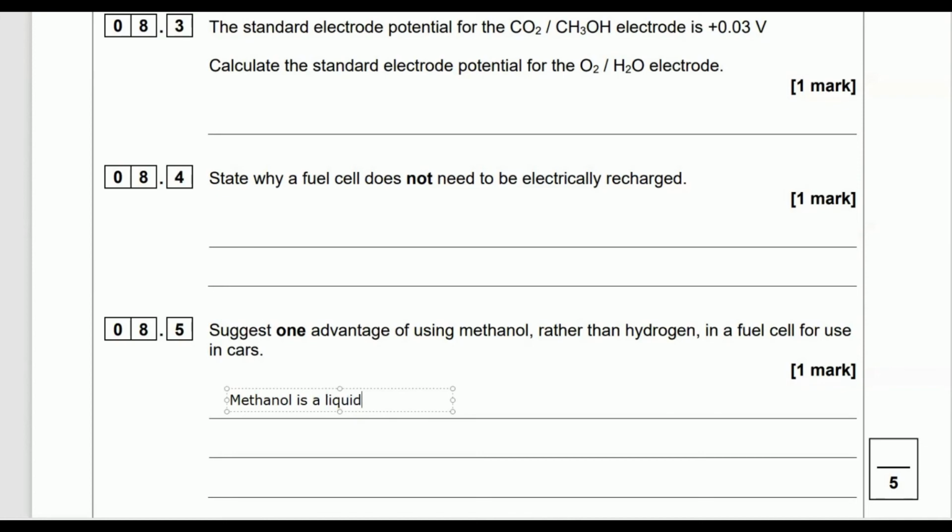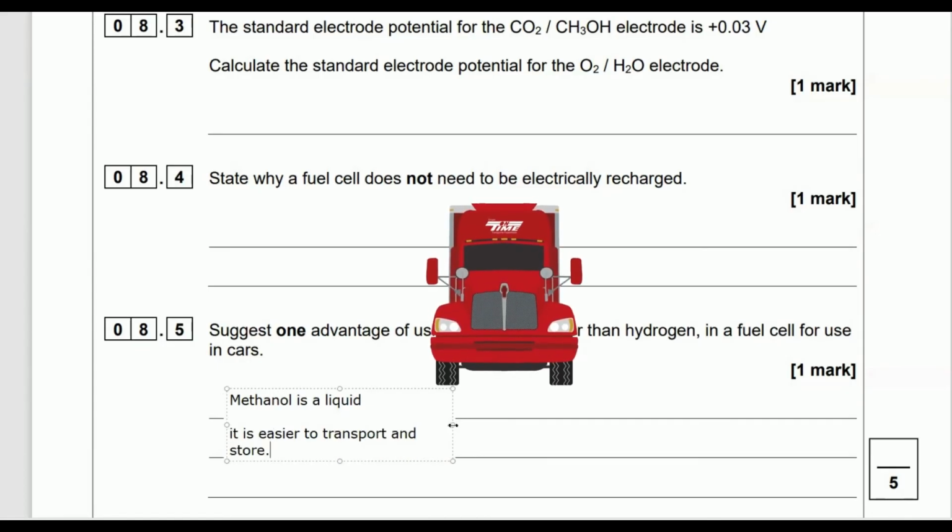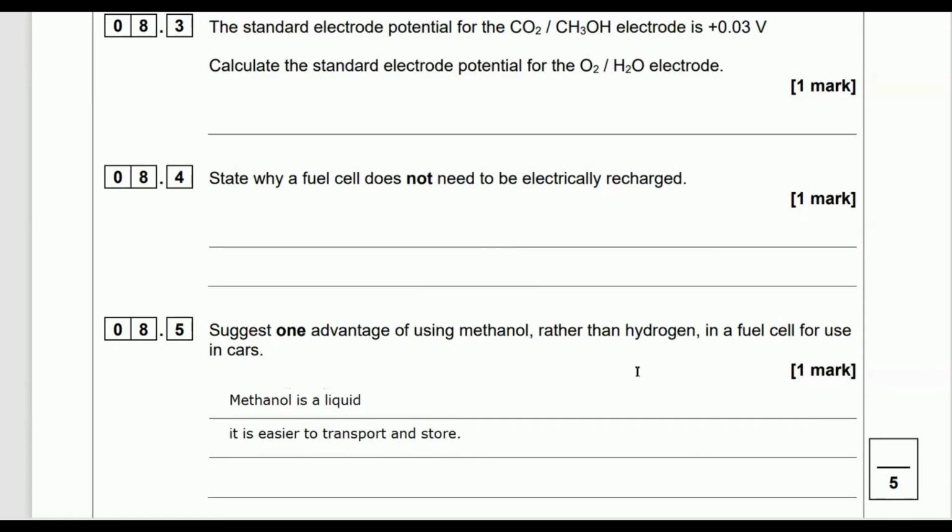It's much easier to store liquids. So methanol is a liquid. It is easier to transport and store. I mean, also being a liquid, you can fit more in. It's a lot more dense than a gas. So if you store a gas, you won't actually have as much energy per volume, like per centimeter cubed, or per gram, per mass, either. So if you're storing loads of hydrogen gas in a car, you're not going to be able to store as much as you could in liquid form. Of course, you can't store as much as you could in solid form, but it'd be a little bit difficult to use a solid in a fuel cell.